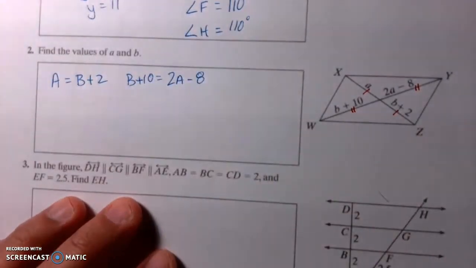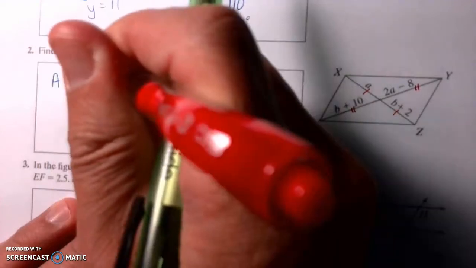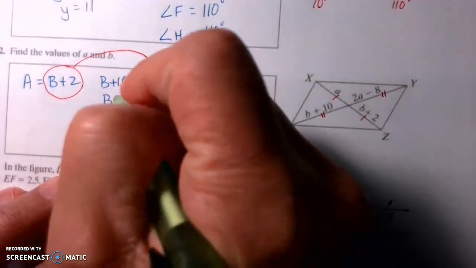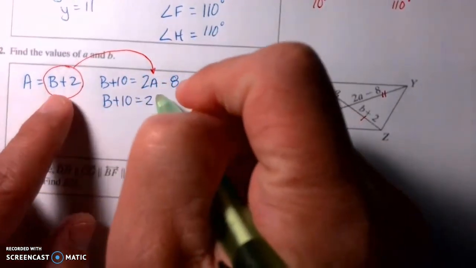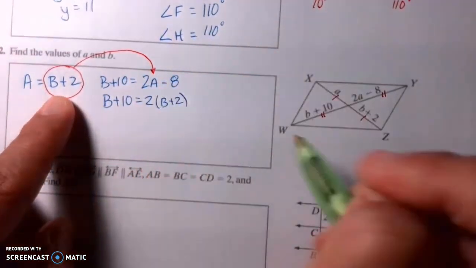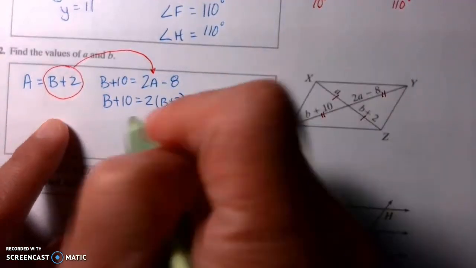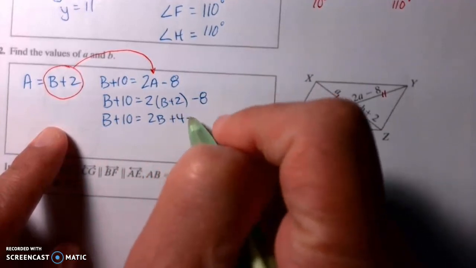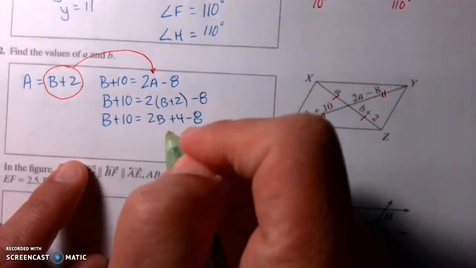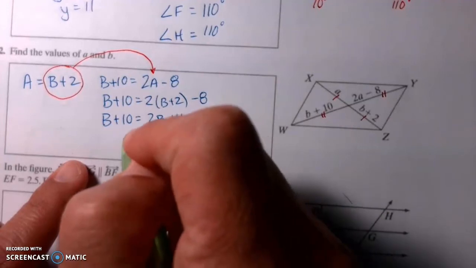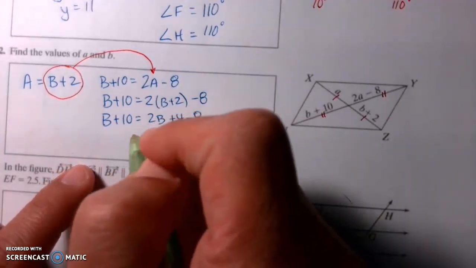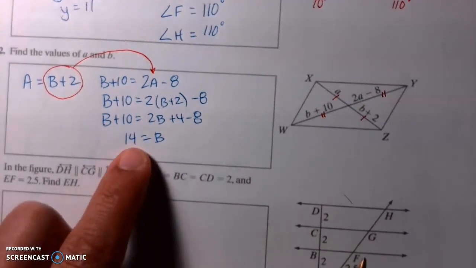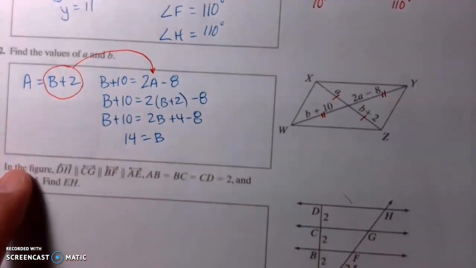To solve this, I know A is equal to B plus 2, so I'm going to plug that in right there. And hopefully you don't make any dumb mistakes here. So this is 2 times B plus 2 minus 8. Just do the distributive property here. This is 2B plus 4 minus 8. Let's solve this guy here. This is B. I'll minus 4. I'll add. So that's 6, 14. B is 14.